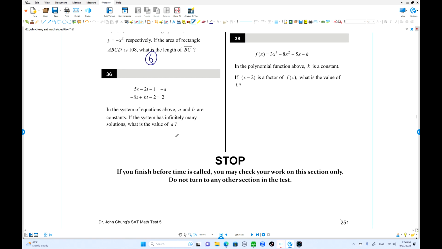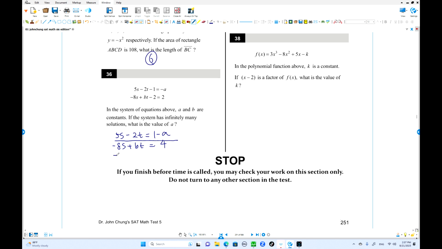All right, number 36. We have a system of equations. A, B are constants. The system has infinitely many solutions. It is actually coincident, the same graph. That is what, plus negative a plus 1 is 1 minus a. And the other one is negative a, plus bt equals what? 2 plus 2 is 4, right? The ratio is what? Equal, isn't it? It's going to be the same ratio.